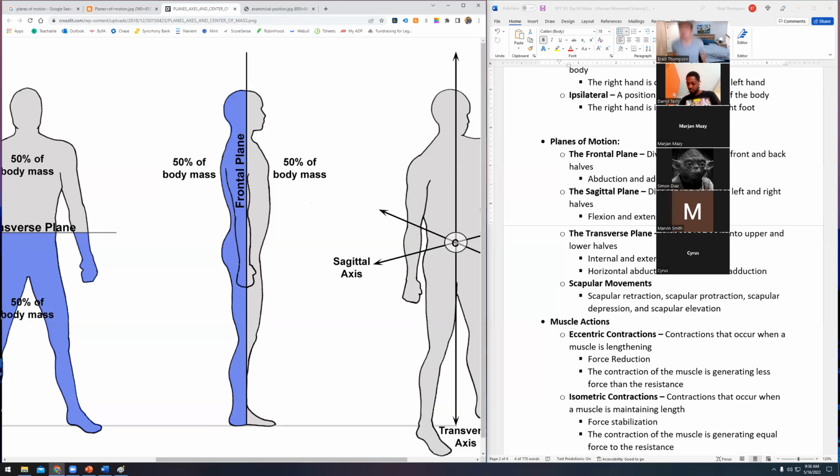So the frontal plane, yes, is going to divide us this way, into a front side and a back side. And I'm going to move with the plane. So a frontal plane movement is anything where I am moving like this, you know?